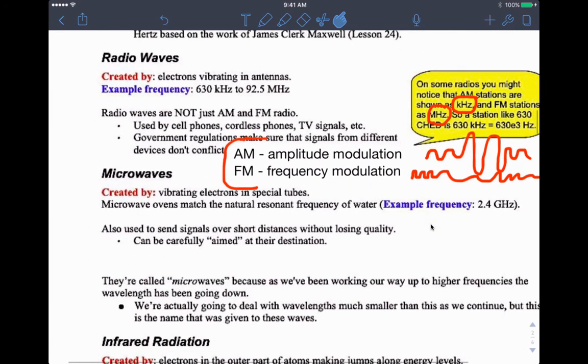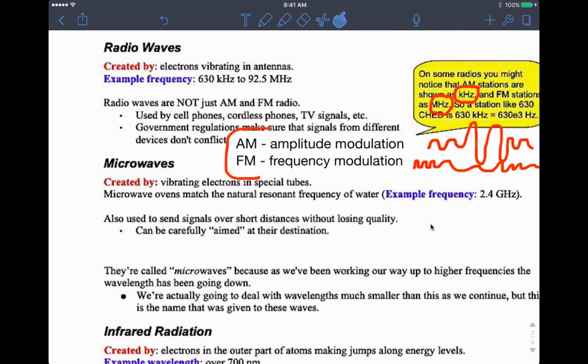Anyway, the next one is microwaves. Microwaves are actually in centimeters in terms of their wavelength size. In fact, that's why if you look at the door of a microwave oven, it has a grid of a whole bunch of holes in it. Those holes are smaller than the microwave wavelengths. So the microwaves can't escape. They bounce inside the microwave oven and they can't escape because they are bigger than those little tiny holes.